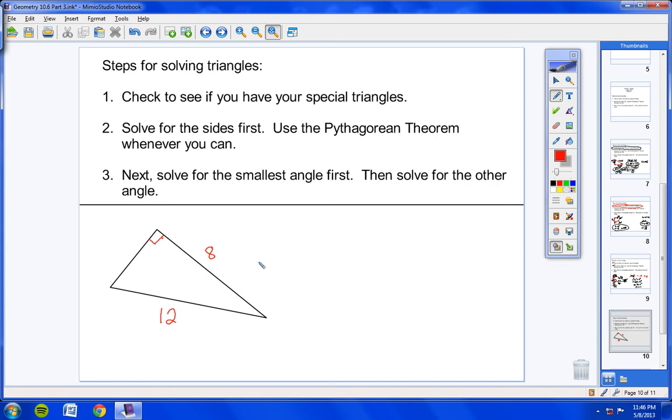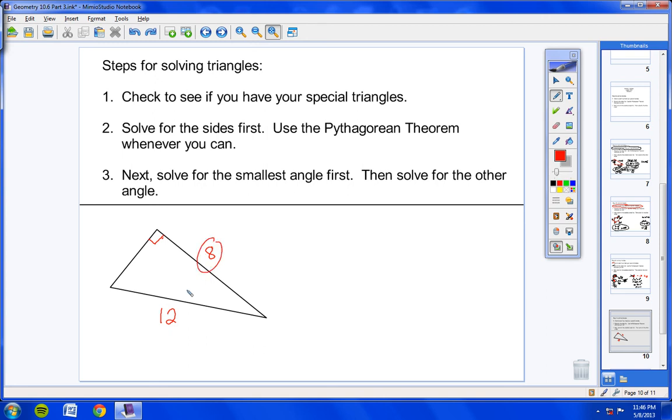All right, well, step 1's pretty obvious, students. Check to see if you have special triangles. All we know is one angle, and that one angle is 90 degrees, so there's no way that we know for sure that we have a special triangle, so we cannot do anything there. Step 2, solve for the sides first. Use the Pythagorean theorem whenever you can.